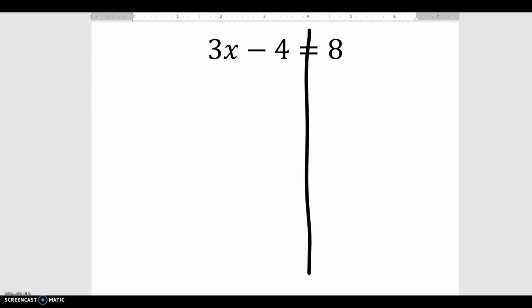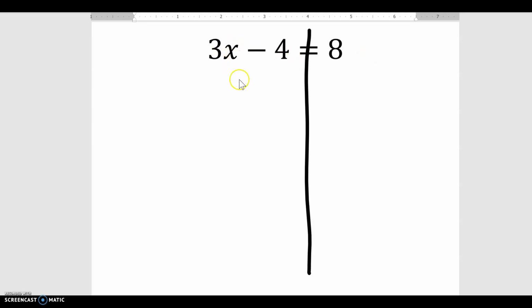First step on your notes page says that you need to draw a line separating the left side from the right side. So I already have my line right here. This is my wall. This will help you keep track. You need to keep the equation balanced. You can do whatever you want to the equation, so long as whatever you do on the left side, you do the exact same thing to the right side.